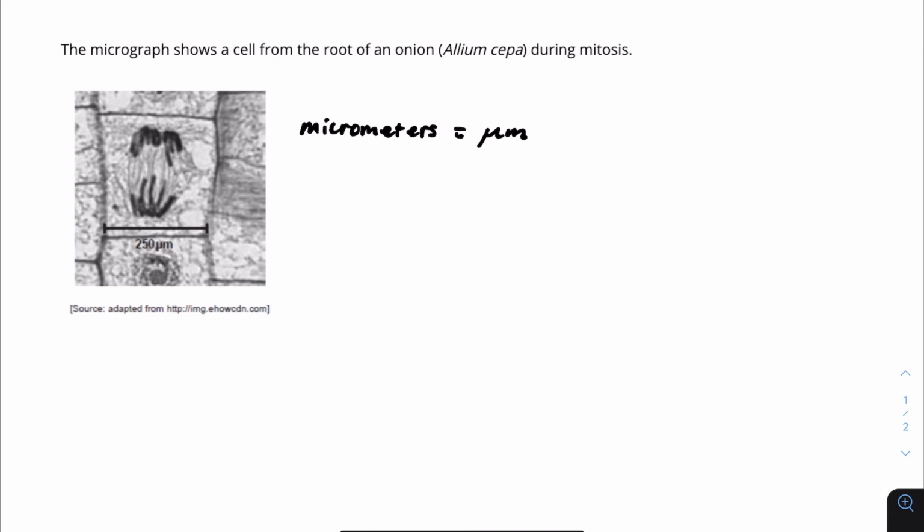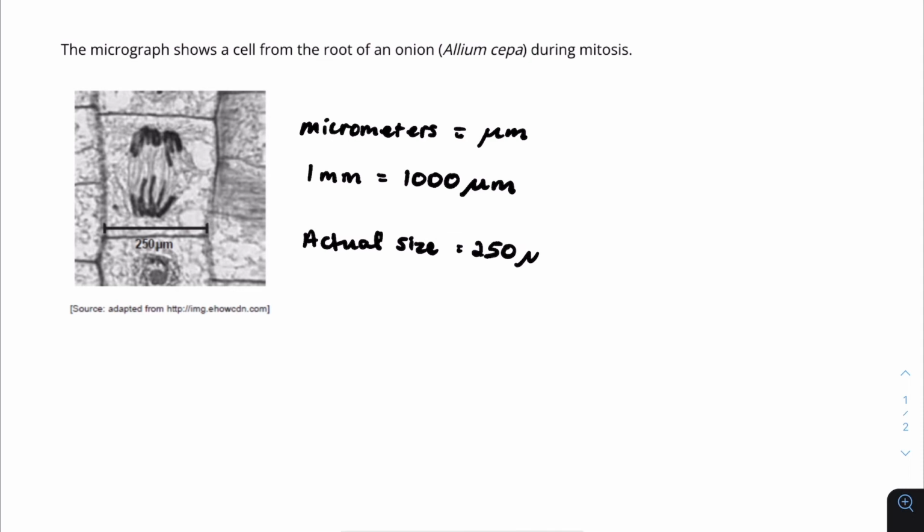So 1 millimeter is equal to 1,000 micrometers. That's the conversion. It's asking us to find the magnification, but we only have the actual size, which is 250 micrometers, and we don't have the drawing size, so let's write that down. Actual size is equal to 250 micrometers. Drawing size is equal to, let's call that X since we don't know it yet.